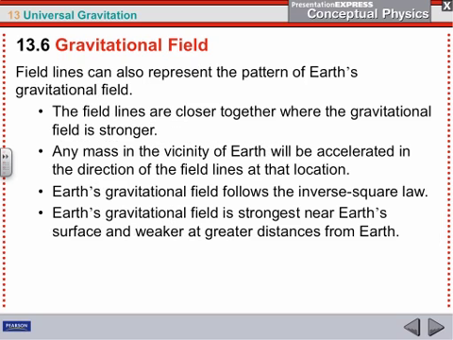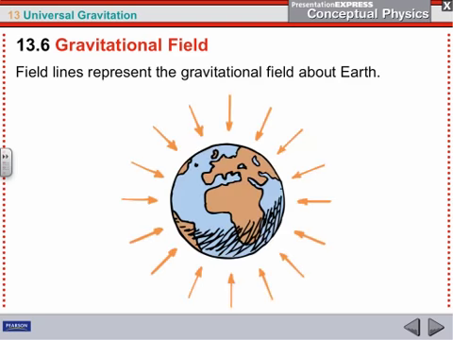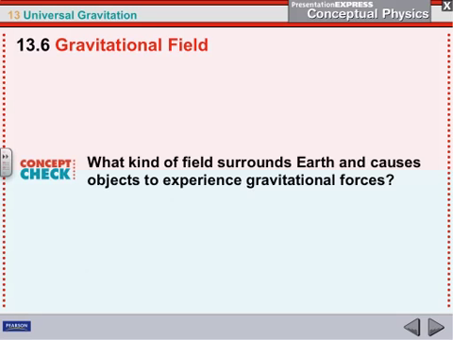You've got gravitational field lines, and as you get close to the Earth, you have that gravitational pull pulling you in. The closer you are, the stronger that field is going to be. So it'd be something like this. These would be the gravitational field lines that you would see around the Earth, pulling things in as you got closer and closer.